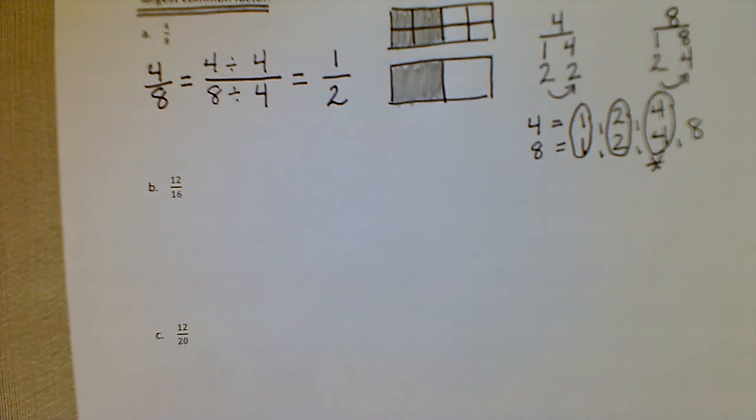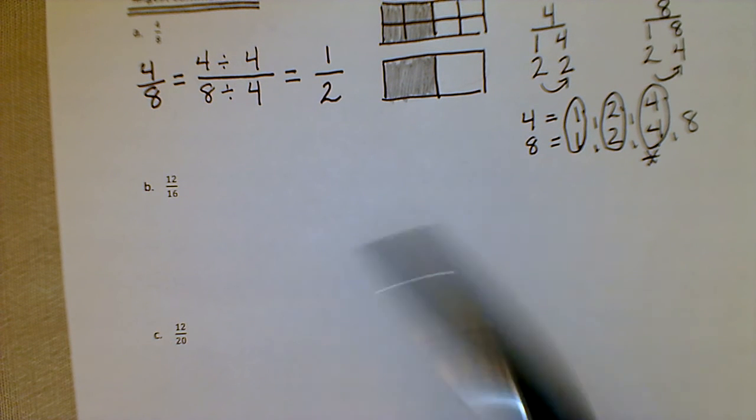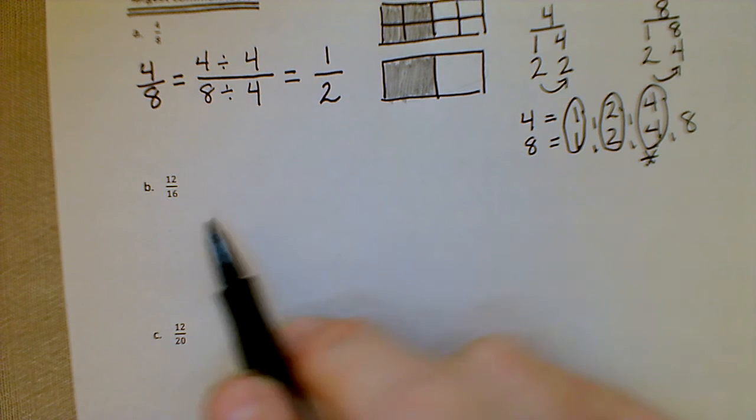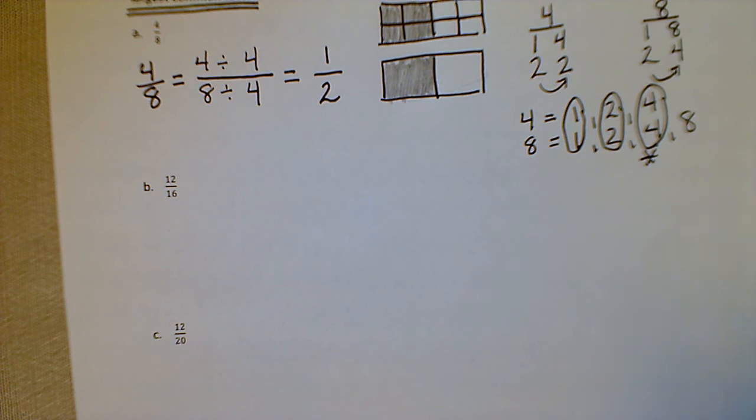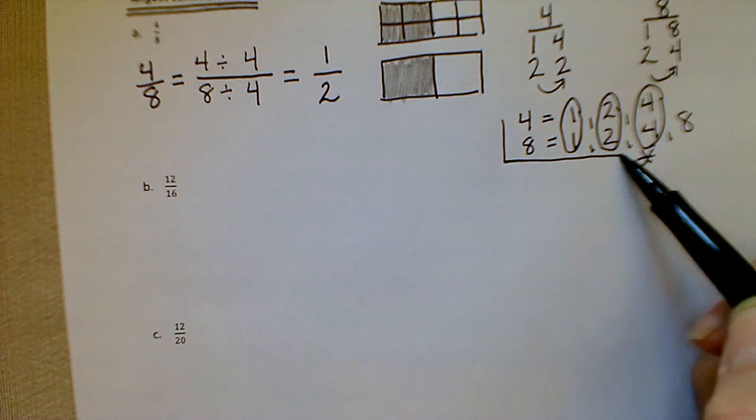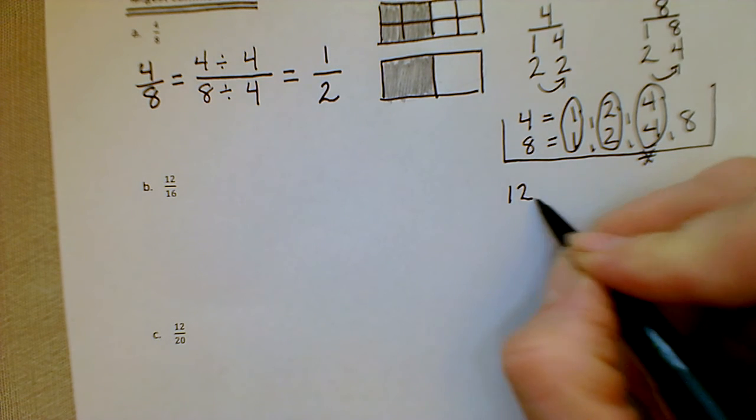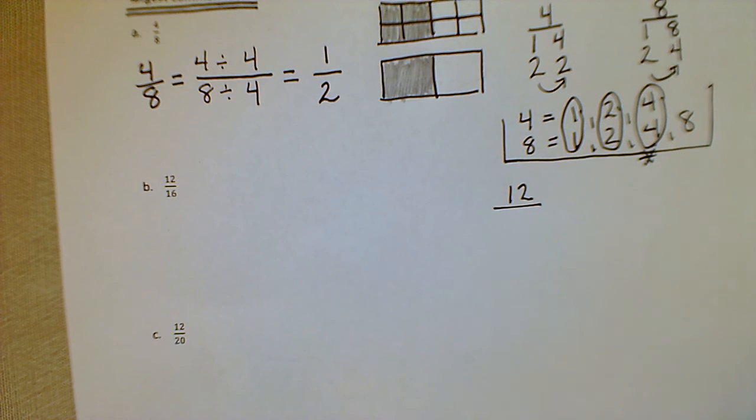Okay, so I'm going to do one more of these since this is really the new material, and then you'll be on your own to do the last 2. I'm going to have to work at finding room on here. So let's take a look at 12/16. So again, the place that I want to start is I want to start by finding my factors of 12 and 16. So just to make sure we don't get confused, I'm going to kind of mark that off. Let's find all our factors of 12.